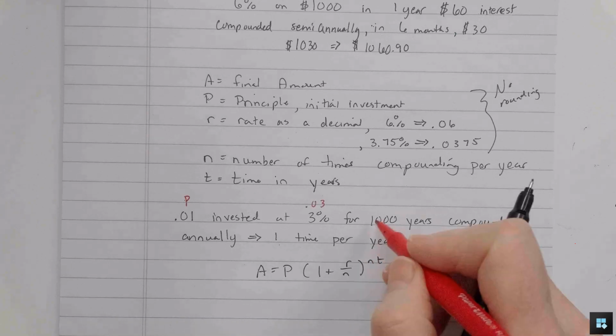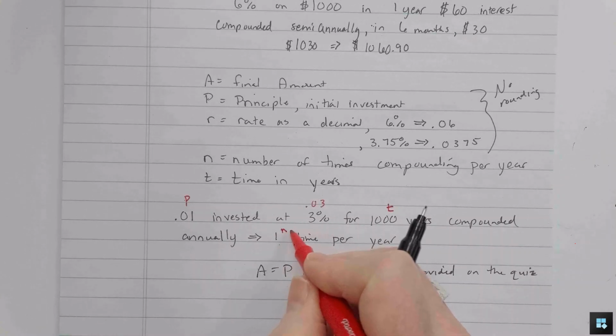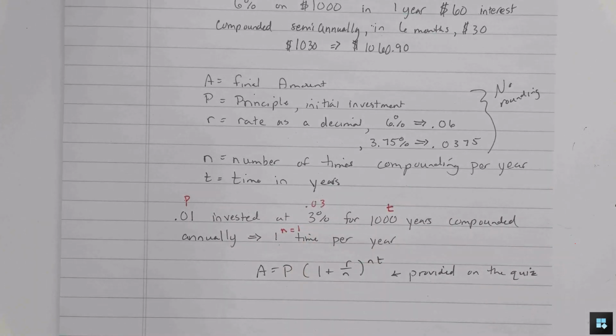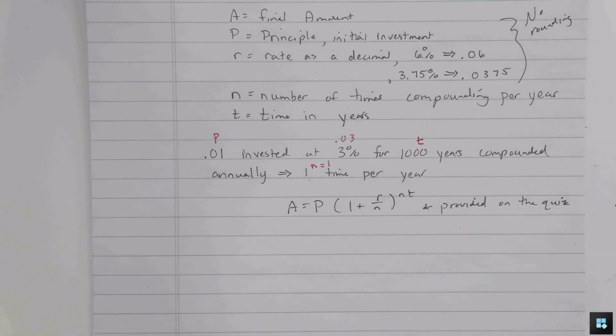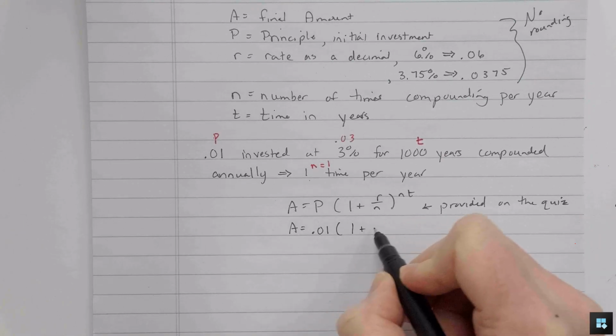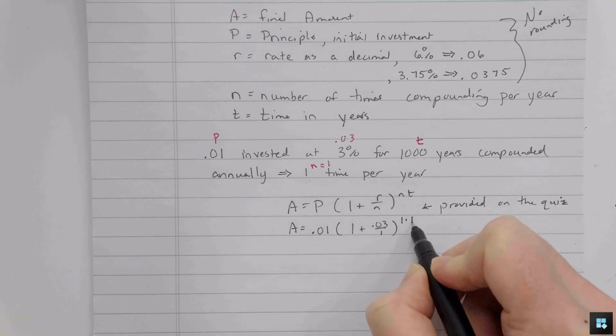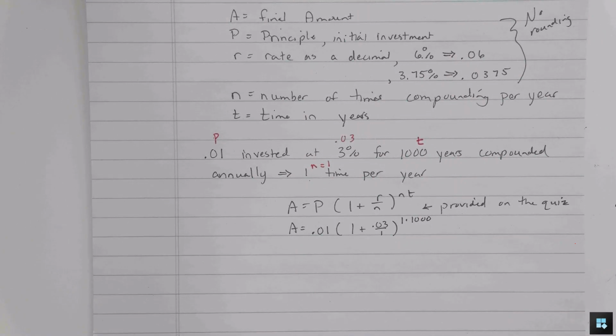T is 1,000. And the 1 time per year means N is 1. That's compounded annually. So when it says NT, it's just N times T, so in this case it would just be to the 1,000? Yes, good. So we have 0.01 for P, 1 plus 0.03 divided by 1, and 1 times the 1,000. So usually N is a different number. Like if you're compounding semi-annually, that would be 2 times per year. If you're compounding quarterly, that would be 4 times per year.